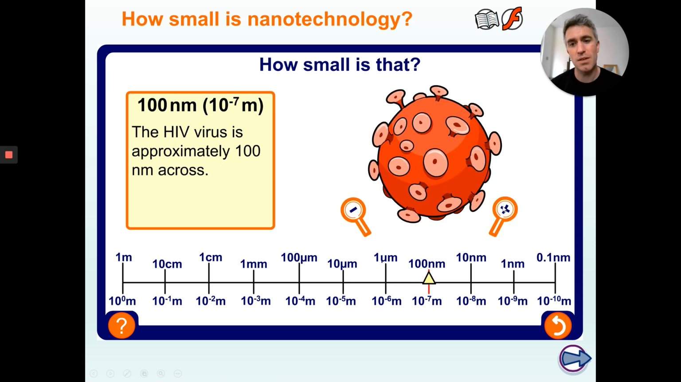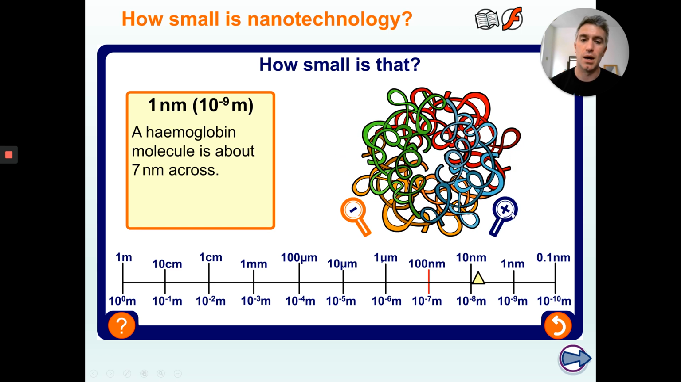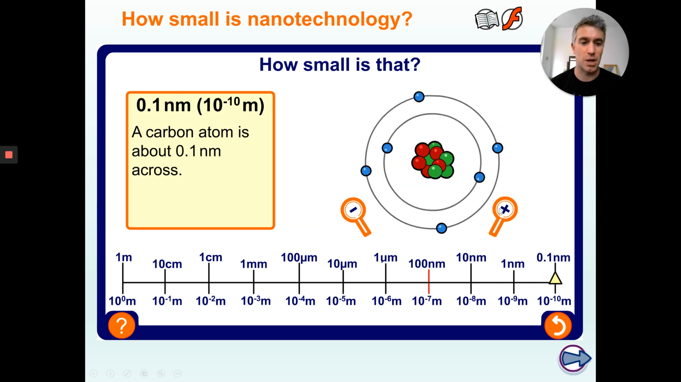Oh, the HIV virus is approximately 100 nanometers across, which is about the same size as the coronavirus, keeping things topical when you're locked down at home. Cold, smaller, only 20 nanometers. Looks like a spiky lemon. Hemoglobin molecule, so that's what makes your blood the color it is. 7 nanometers across. And then if we're going down, a carbon atom is about 0.1 nanometers.